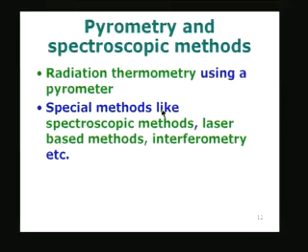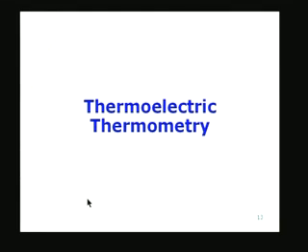There are also special methods like spectroscopic methods, laser based methods based on fluorescence, for example, interferometry and so on. These are somewhat advanced, and maybe we will just have a little bit of time to touch upon this. We may not be able to consider them in great detail in this particular course. I am just giving it here for the sake of completeness. So, with this background, we can now look at different types of thermometers.